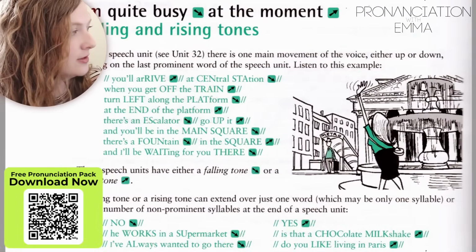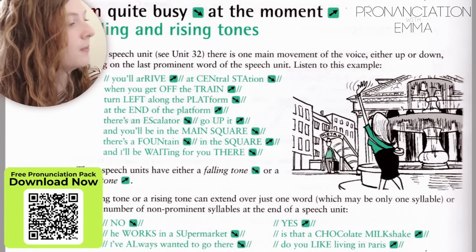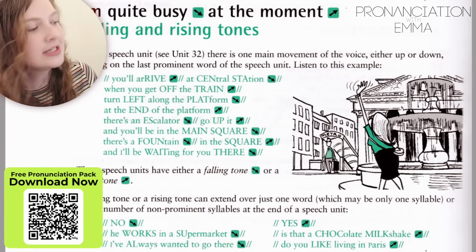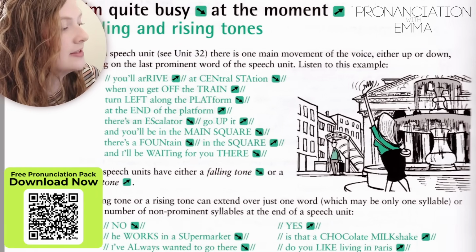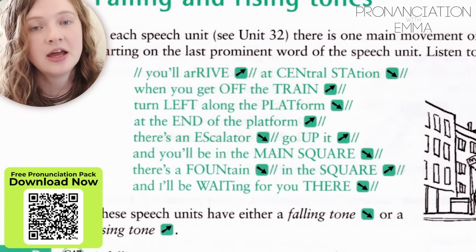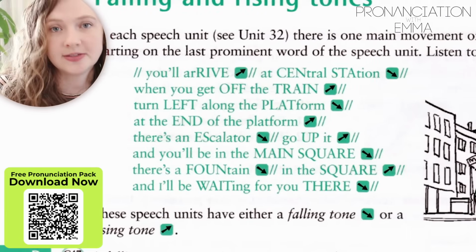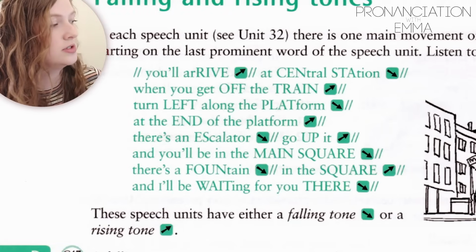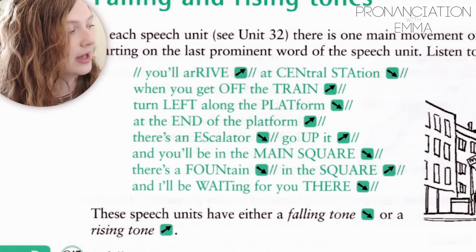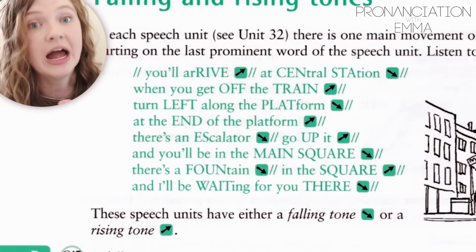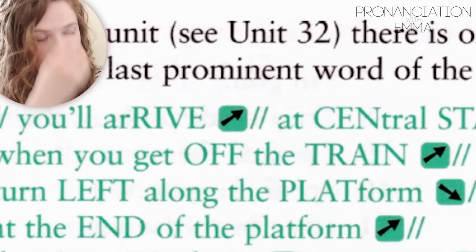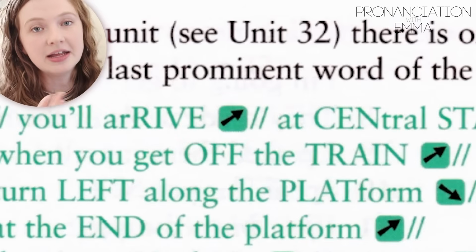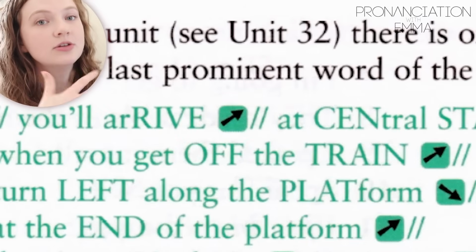So let's focus on the first one here. So we've got this text, right? And as you can see, there are parts which are in capital letters, and this shows where our stress goes, okay? This is how the book represents stress. So you've got, you'll arrive, for example, okay? You'll arrive, the stress goes on arrive. Then you've got these little arrows. These arrows indicate where our intonation goes. Does it rise or does it fall?